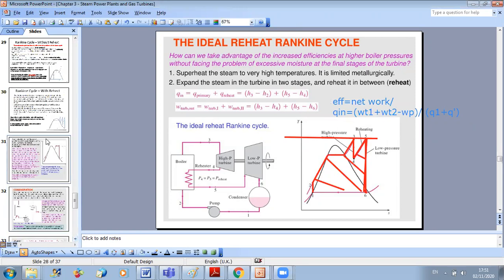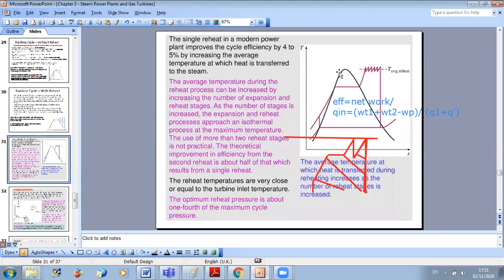Now, in some cases, we can do more than one reheat, but it's not very practical, and it will not increase the efficiency a lot. So the most used is one reheat, because it will increase the efficiency a lot and it's practical. We just need to put one additional turbine, and we can then do a second expansion.